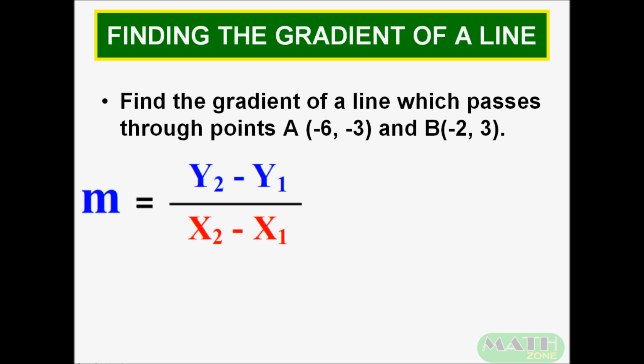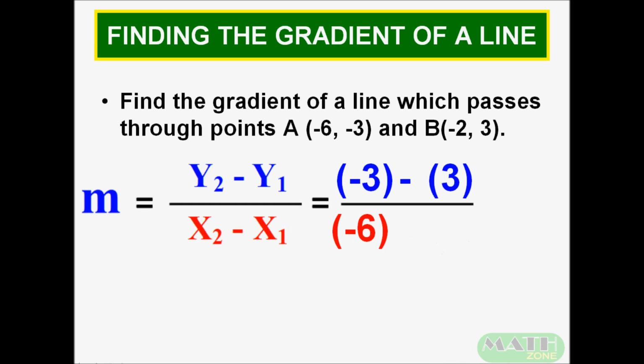So we will be taking the first y value in point A, which is -3, followed by our minus sign from our formula, then our second y value from the point B, which is +3. And we will be doing the same thing for x. So our first x value in A would clearly be -6, and our second x value after the minus would be -2.